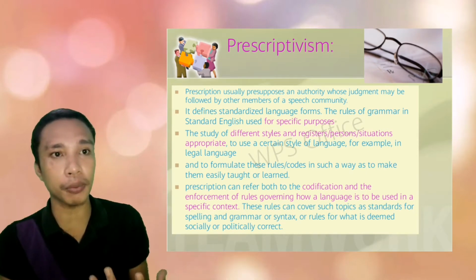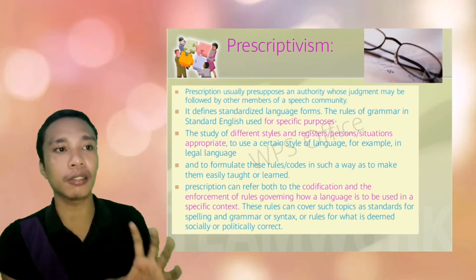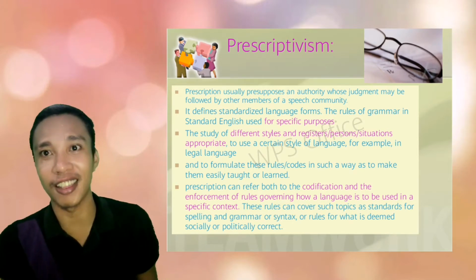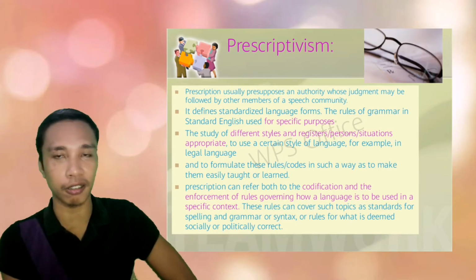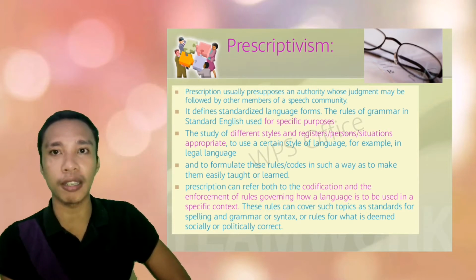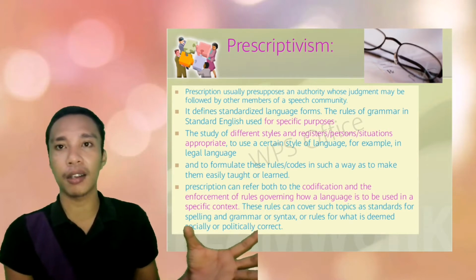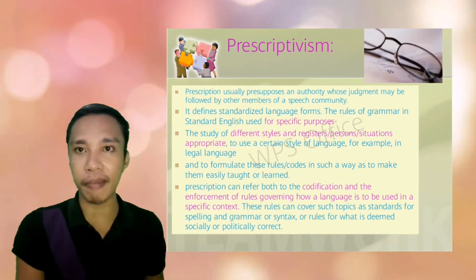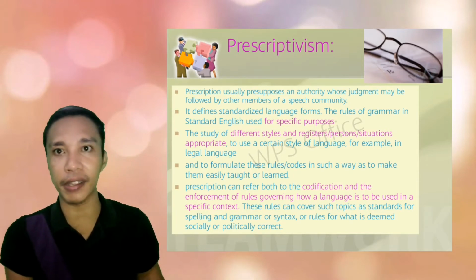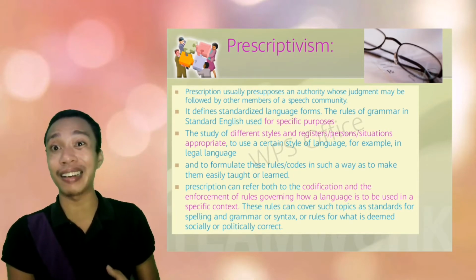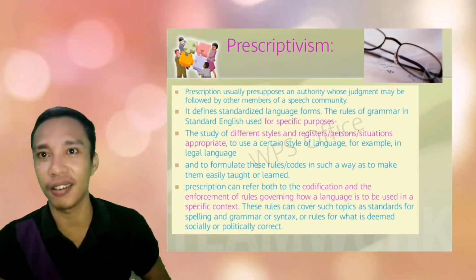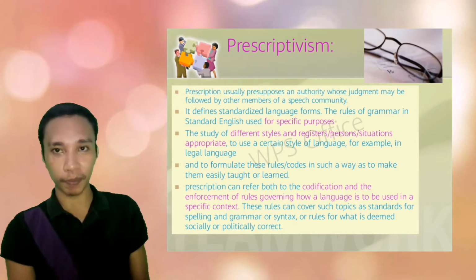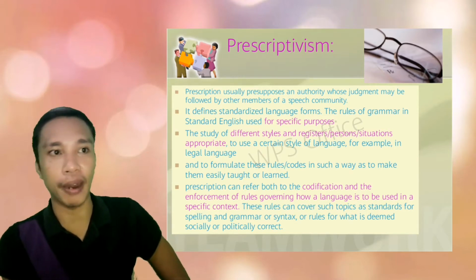And to formulate these rules and codes in such a way for us to make them easily taught or learned. So for now, in our generation, we are governed by several rules and regulations when it comes to correct grammar use, the subject and verb agreement, the tenses of the verbs and everything. We have those rules, and there's actually a lot. There are over 100 rules if you really look deeper at the grammar rules.